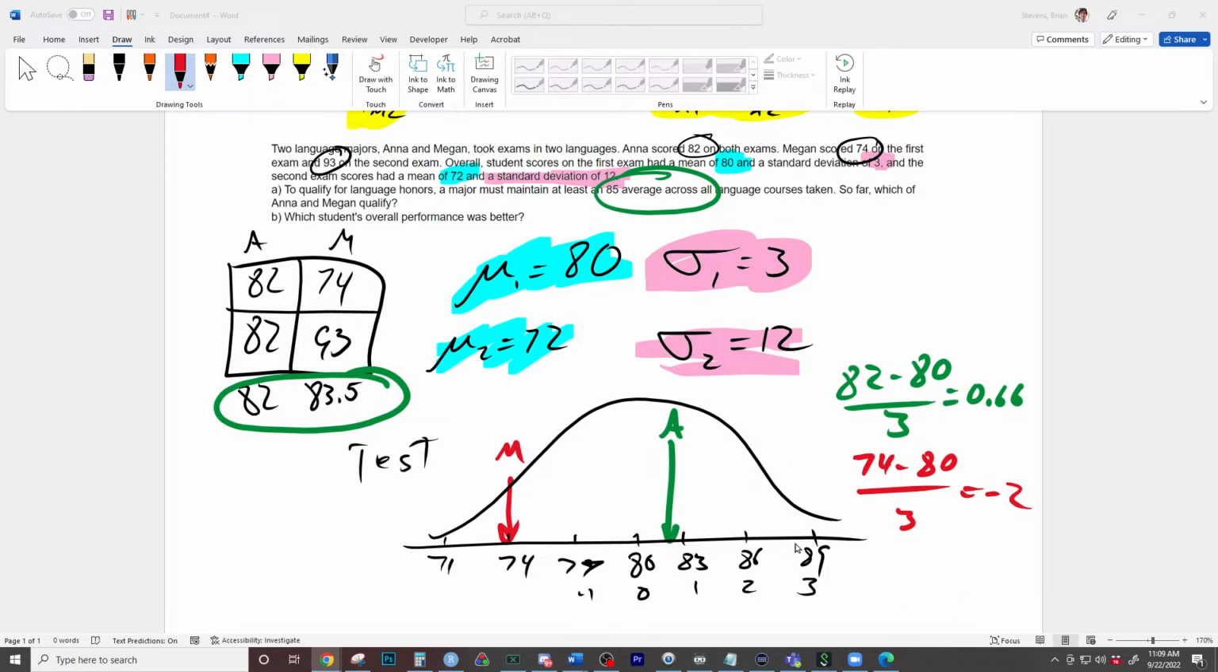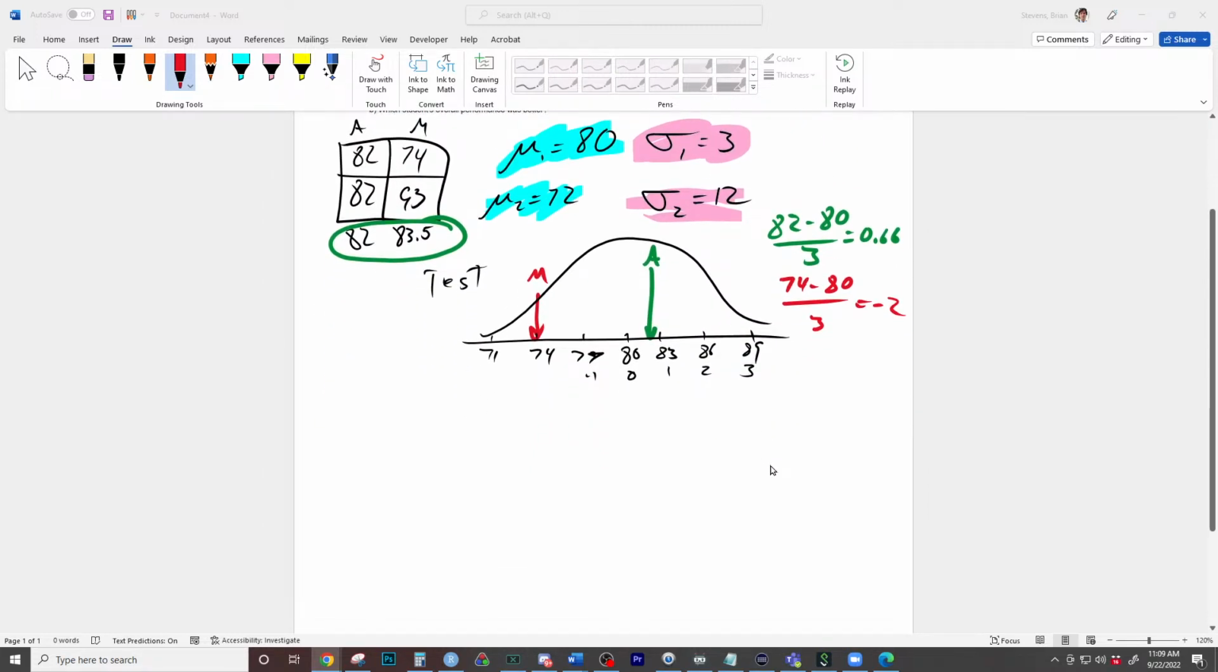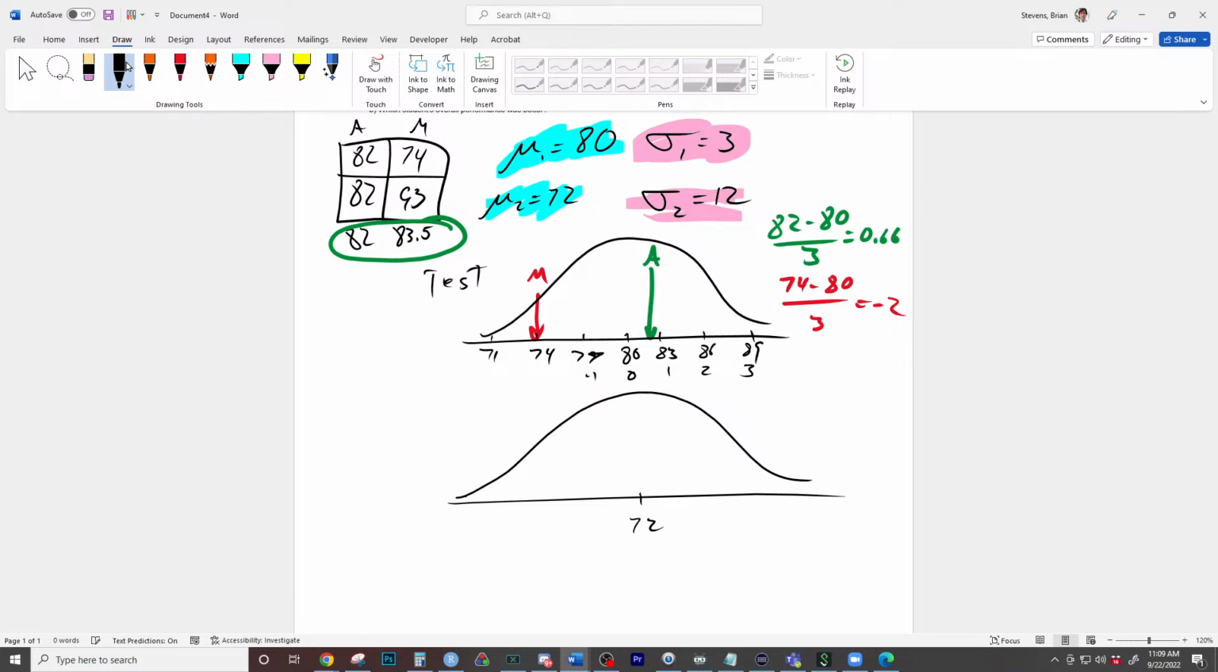So that's the first exam. Megan scored much below average there. Now we go to the second exam. The second exam had a mean of 72. Tell me if these are wrong numbers. The standard deviation is larger, so we add 12 each time: 84, 96, 108, and going down 60, 48, 36.